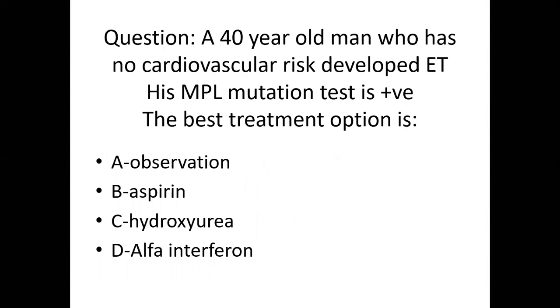Now we come to this question. A 40-year-old man who has no cardiovascular risk developed essential thrombocythemia. His MPL mutation test is positive. The best treatment option is A, observation; B, aspirin; C, hydroxyurea; and D, alpha interferon. Also, you will find the answer later on.